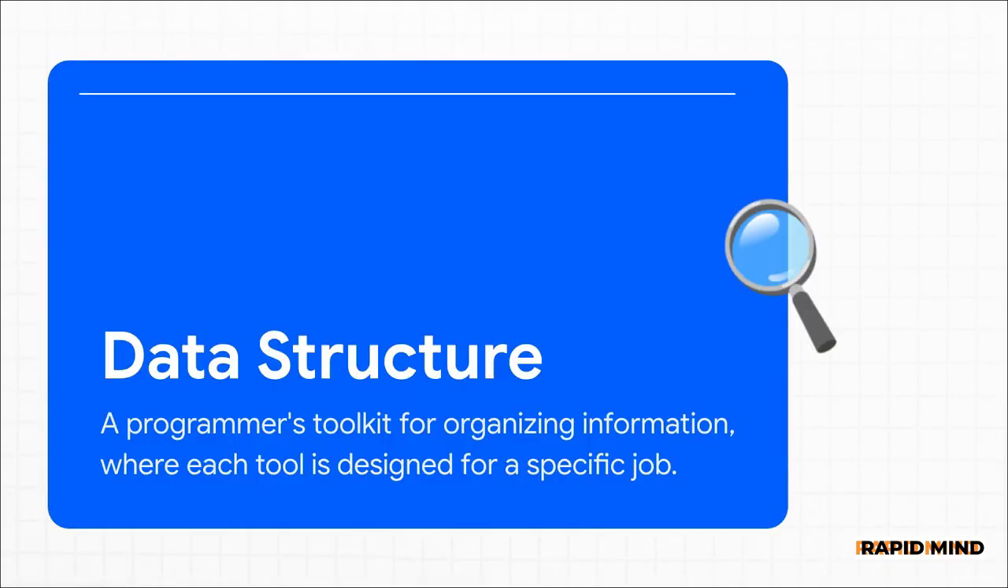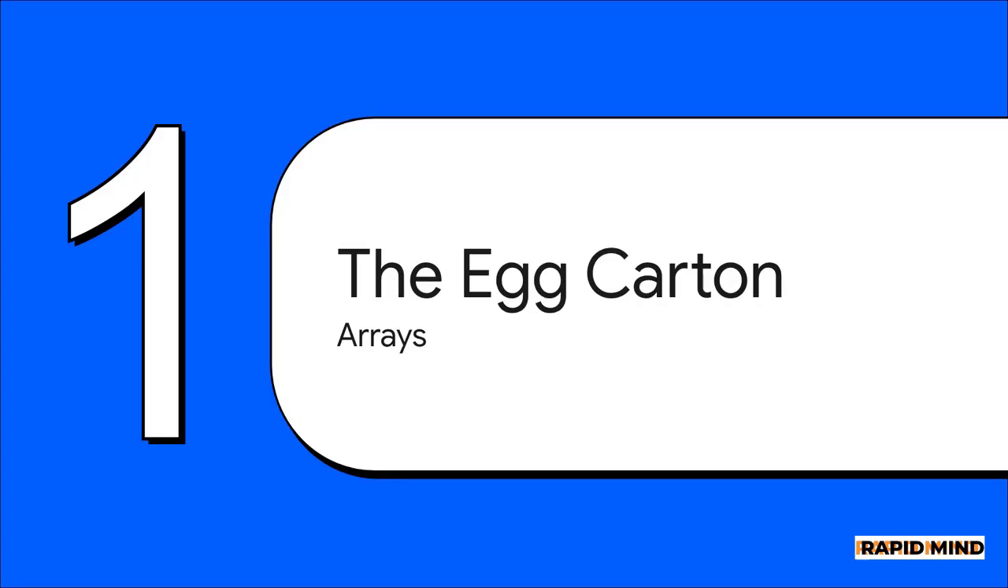The best way to think about a data structure is as a specific tool in that programmer's toolkit. I mean, you wouldn't use a hammer to turn a screw, right? Well, in the same way, a programmer has to pick the perfect tool for handling information. And that choice, that's the real secret behind why your favorite apps feel so fast and efficient. How you organize the data is everything. So let's pull out our first tool.